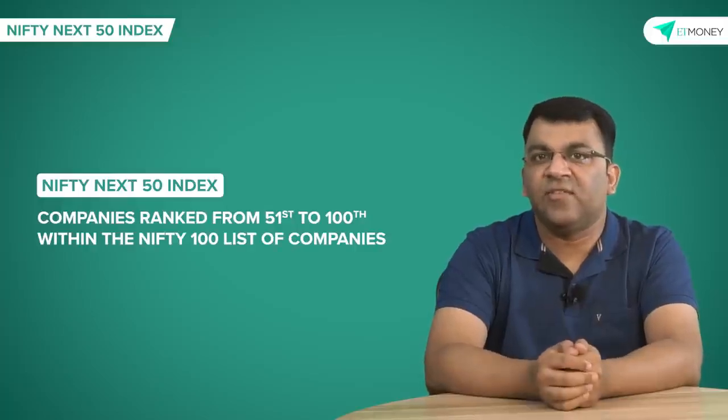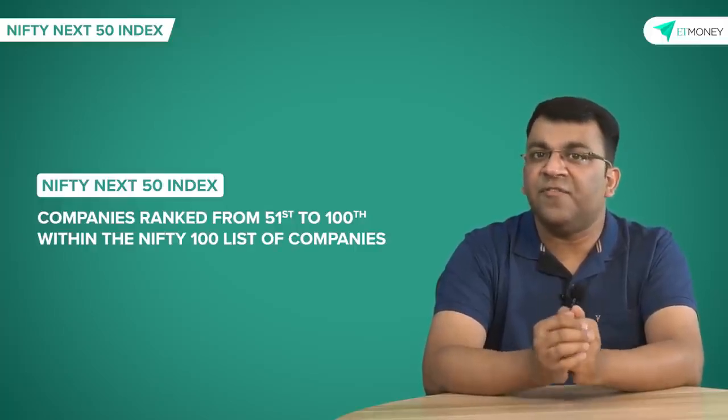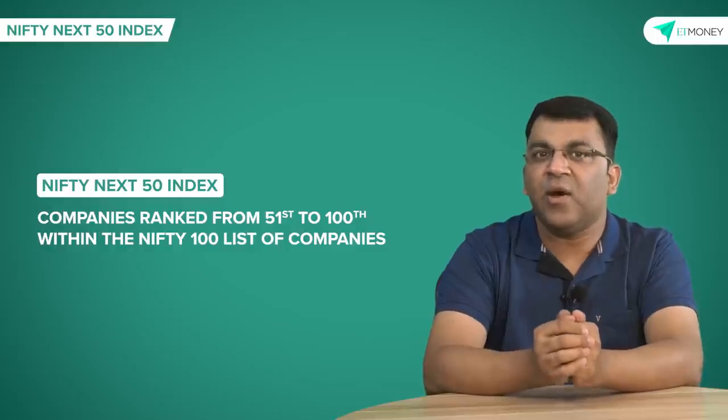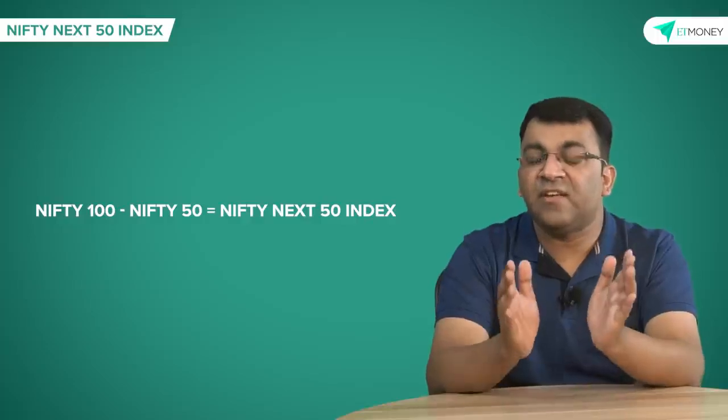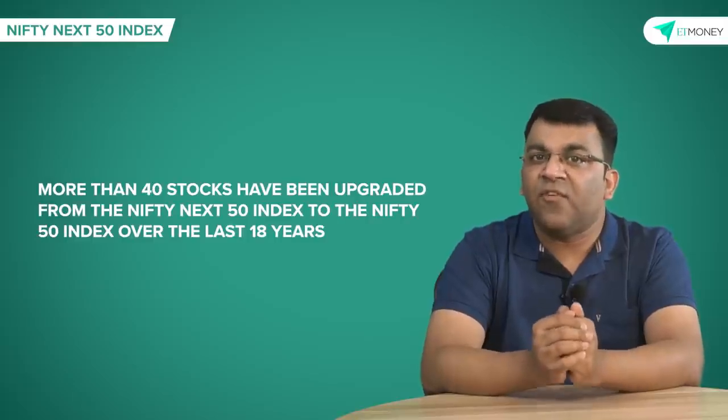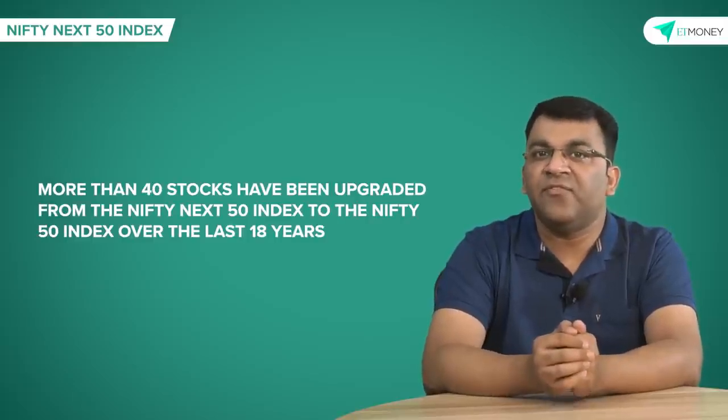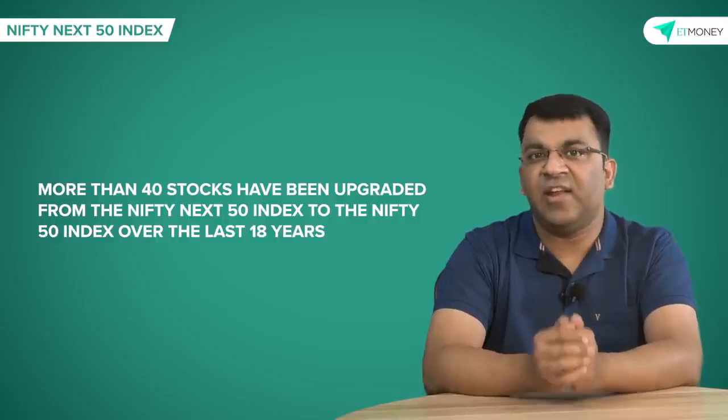Now, as the name suggests, the Nifty Next 50 index includes companies which are ranked from 51st until 100 within the Nifty 100 list of companies. In other words, companies in the Nifty 100 minus companies in the Nifty 50 gives us the Nifty Next 50 index. These 50 stocks in the Next 50 index are often seen as future Nifty 50 candidates, which makes this index a very attractive proposition to many investors. In fact, over the last 18 years, more than 40 stocks have been upgraded from the Nifty Next 50 index to the Nifty 50 index.